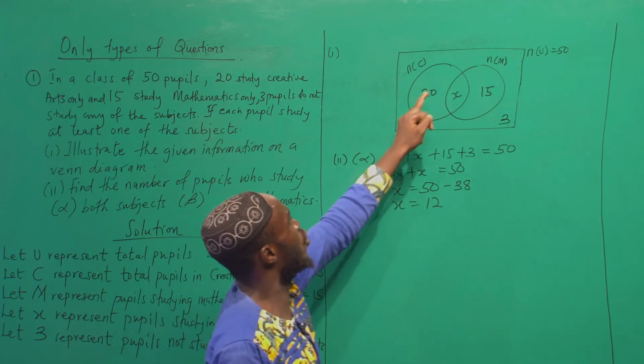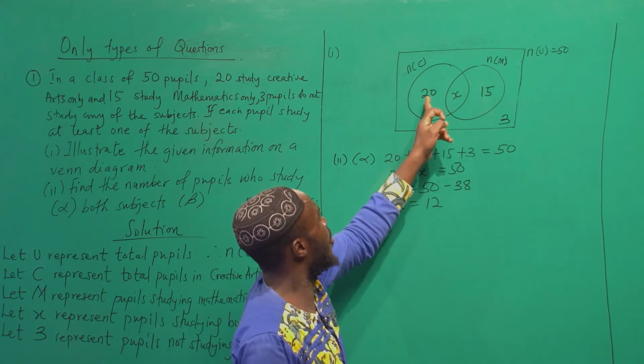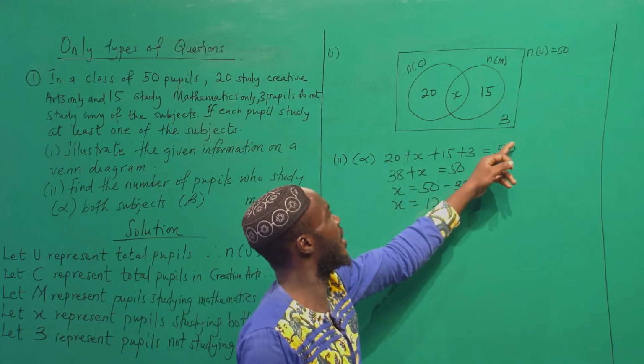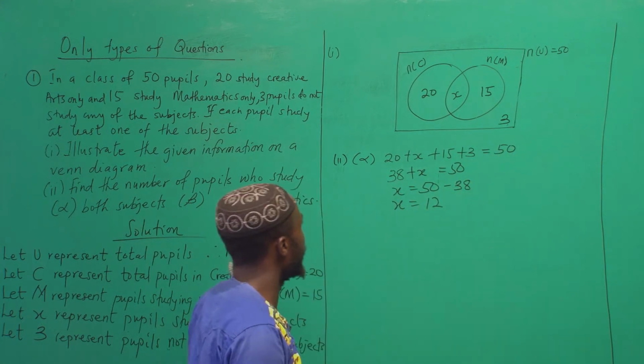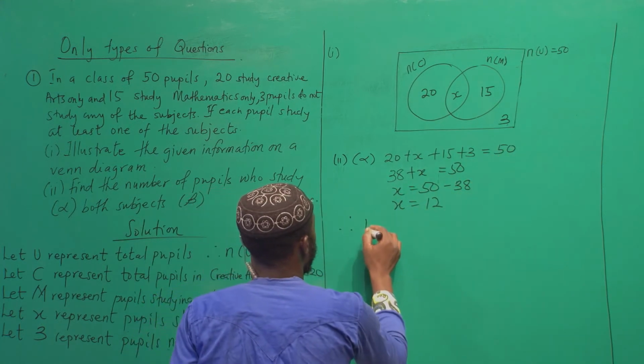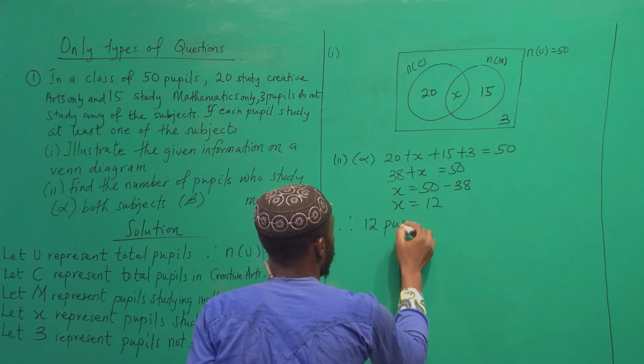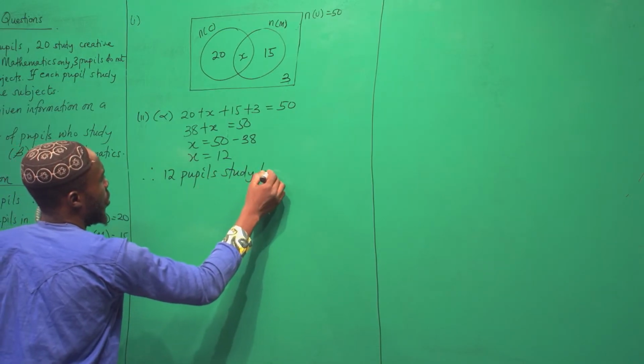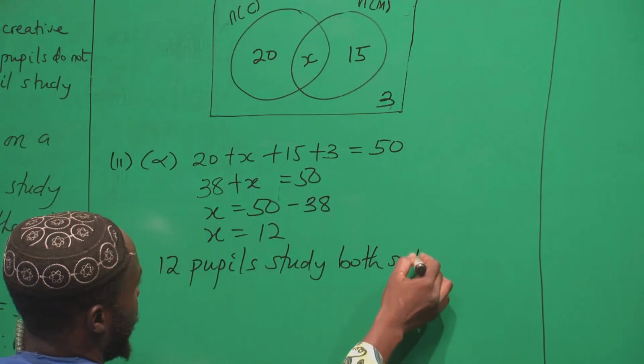And the numbers are also not put on the circles, but they are put into the circle straight away. Then you add whatever is here, should be equal to this. So therefore, 12 pupils study both subjects.